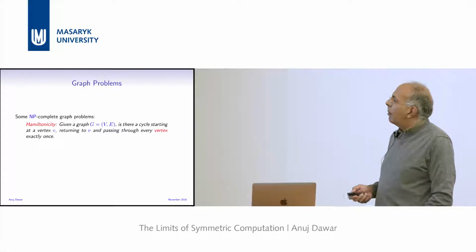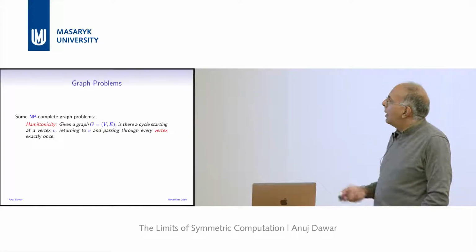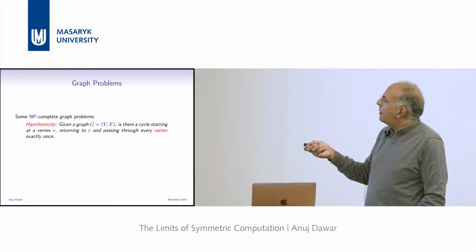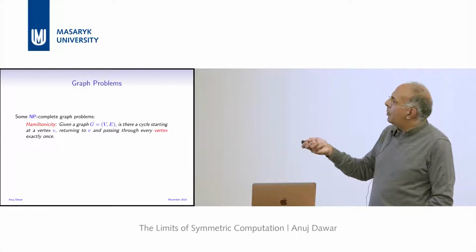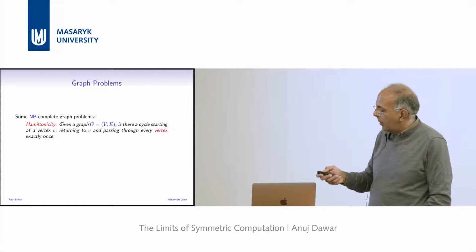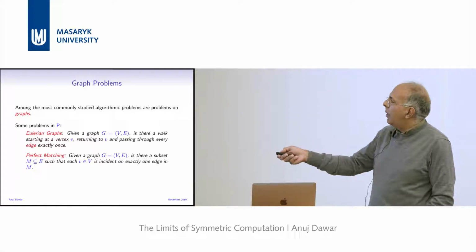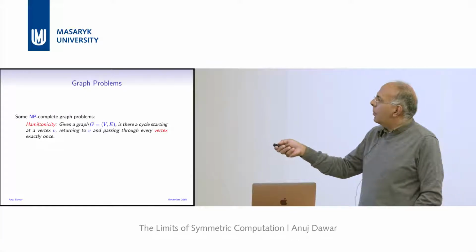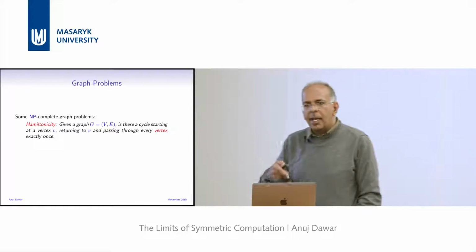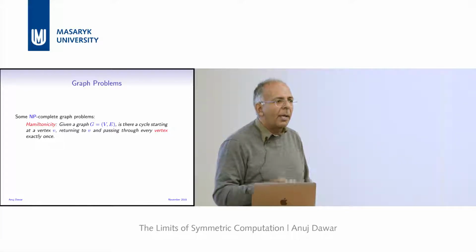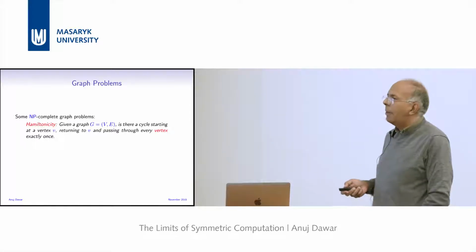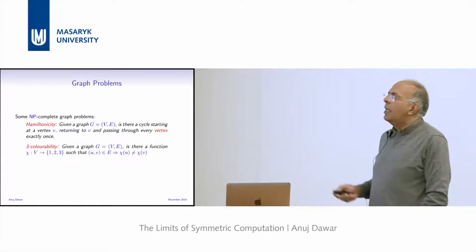Some NP-complete graph problems I'll mention. Hamiltonicity. This is, maybe you can think of as a simple version of the traveling salesman problem. You're given a graph, is there a cycle starting at a vertex V, which returns to that vertex and passes through every vertex exactly once, right? So notice the contrast with this one, where we asked to pass through every edge exactly once, and that's easy. But asking for a cycle in a graph that passes through every vertex exactly once is what's called detecting whether the graph is Hamiltonian, and this is NP-complete. So we don't have and we don't expect to find polynomial time algorithms.